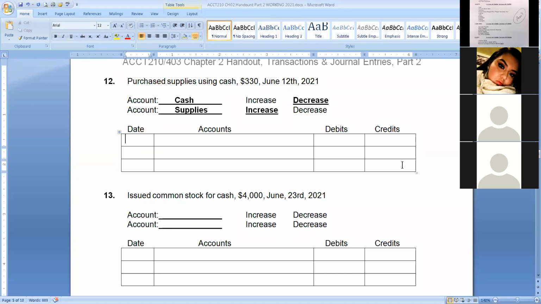The date. And again, it doesn't matter to me whether you put the debits first or not. The credits first is fine. As long as you use the right account and put the right debit or credit in, no matter what the book says. And you don't have to center. I keep centering these. You don't have to do that.